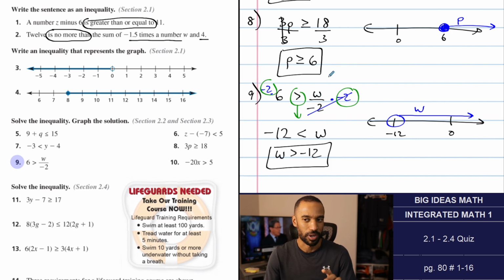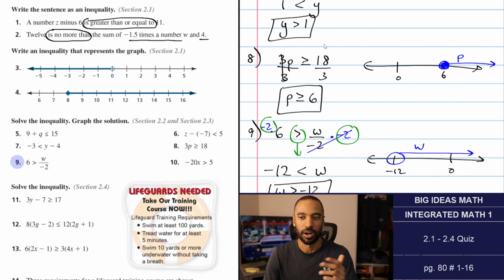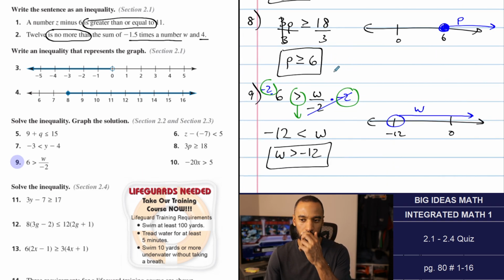0 over negative 2 is 0, right? And like y or 0 minus 4 is just negative 4. It's great that it kind of just goes away on its own based on what we do. So is 6 greater than 0? Yes, it is. That makes a true statement. I expected a true statement out of it. 0 is a part of our solution set.